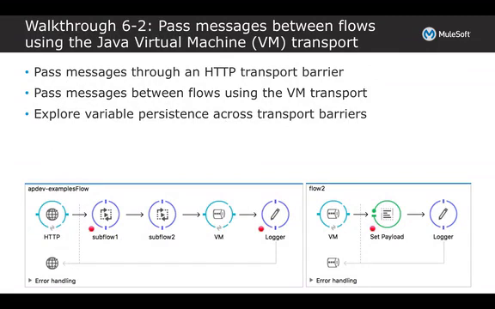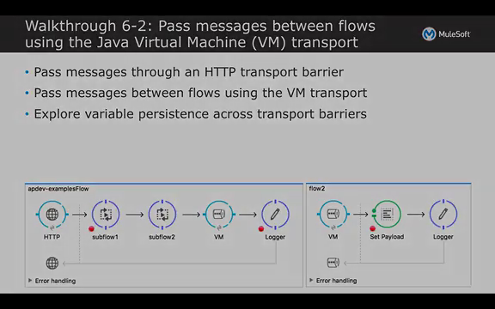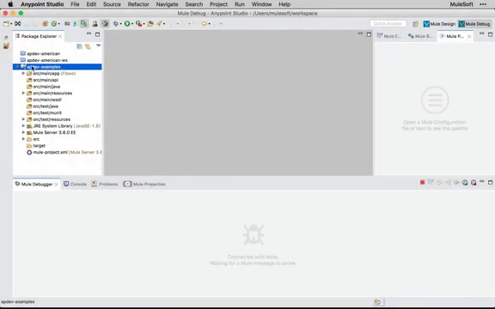Walkthrough 6.2, pass messages between flows using the Java Virtual Machine transport. We're going to pass messages through an HTTP barrier to get an idea of what it looks like from an HTTP protocol. Then we'll pass messages through flows via VM transports. And then we'll explore variable persistence and get an understanding of what happens with variables when we cross these transport boundaries. In Anypoint Studio, we'll return to the APDev examples project.